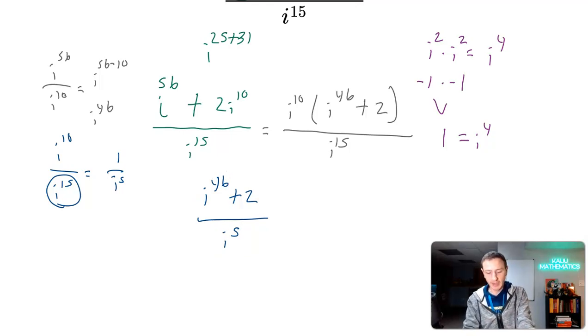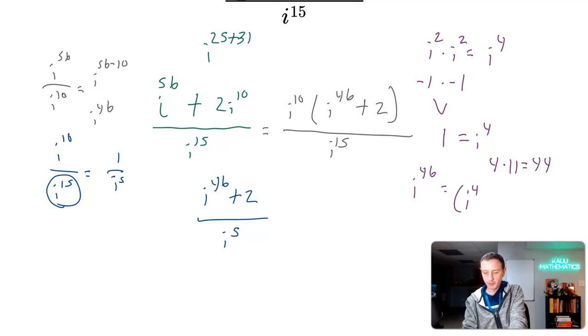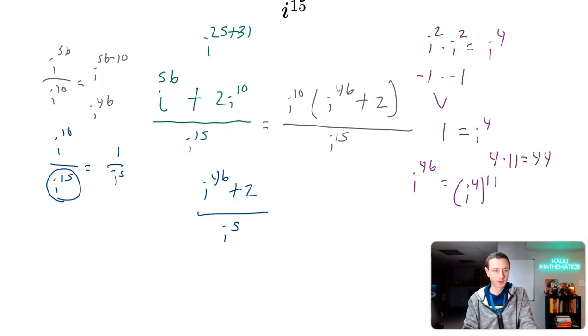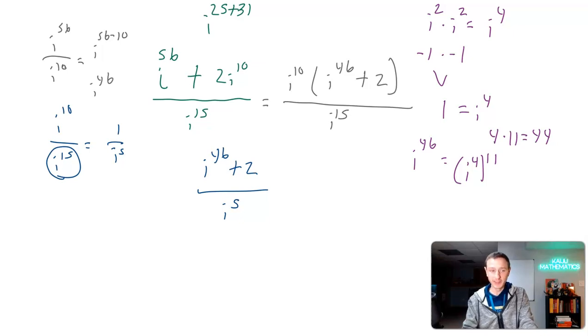Let's take a look. So i to the 46. Let's do this over here. How can I rewrite i to the 46 in some way to have i to the 4th raised to a power, just to clean this up? Well, 4 goes into 46 11 times, because 4 times 11 is 44. So I'll have i to the 4th raised to the 11th.